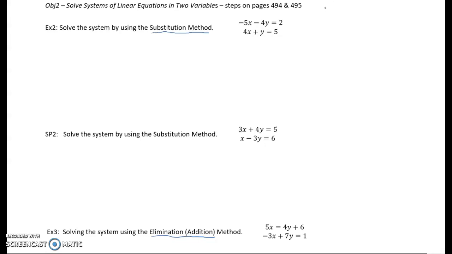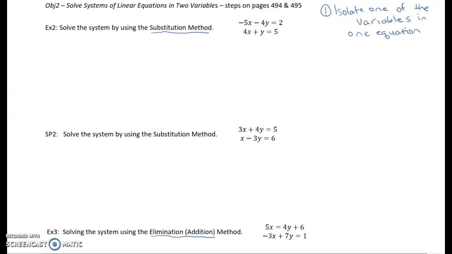So for the substitution method, the first thing you have to do is isolate one of the variables. And it doesn't matter if it's x or y. Usually there's one that's a little bit easier to isolate. So isolate one of the variables in one of the equations. And these steps should start to sound familiar. This is something that is taught before college algebra, but we look at it again in college algebra.